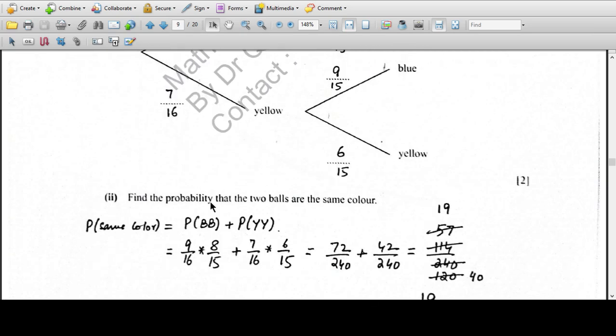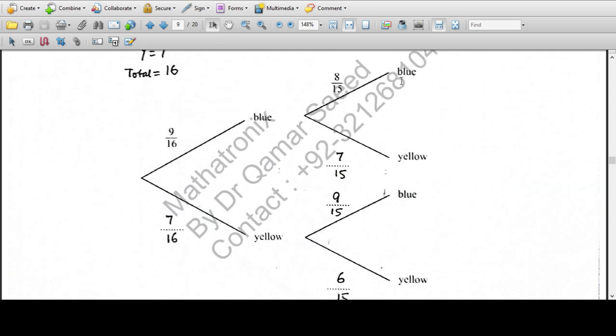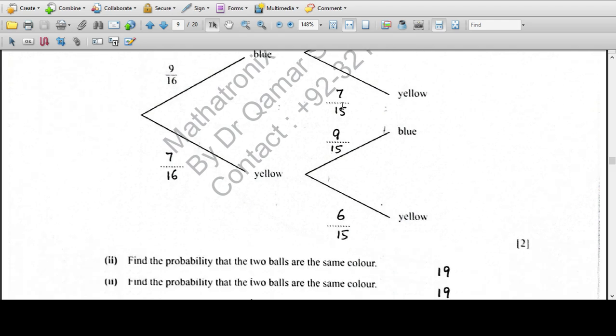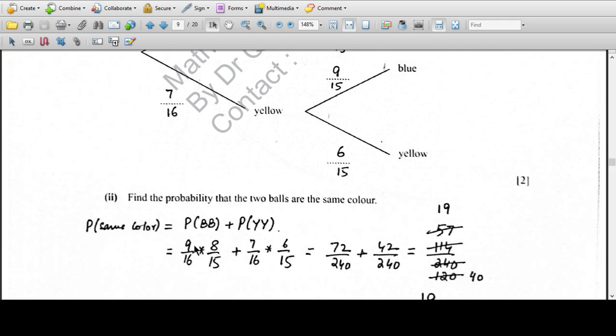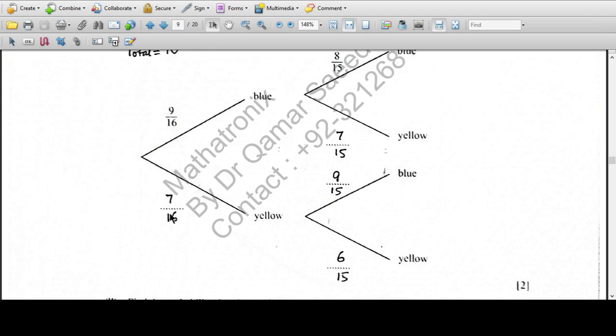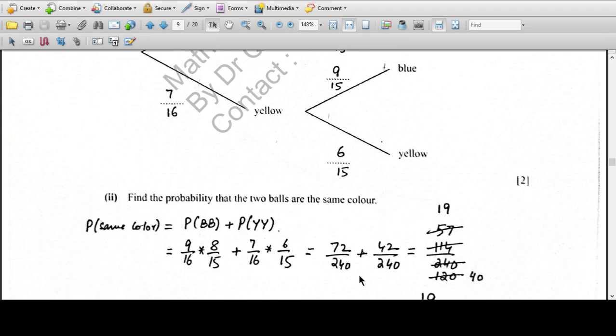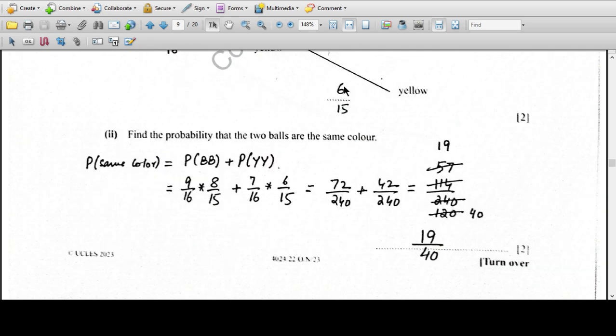Now find the probability that two balls are the same color. The probability of blue and blue is 9 upon 16 times 8 upon 15. For yellow it is 7 upon 16 times 6 upon 15. We multiply these, and on simplification we obtain 114 divided by 240. We can write this value as well, but on simplification we obtain 19 upon 40.